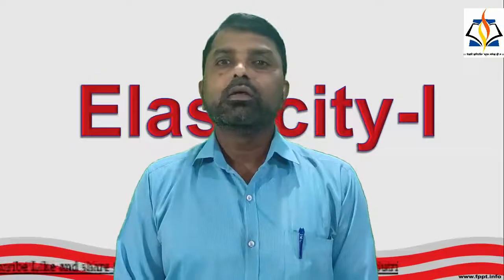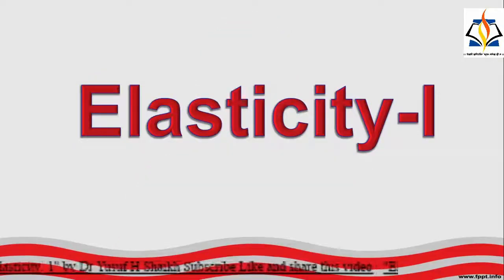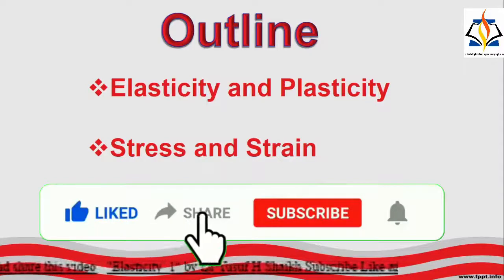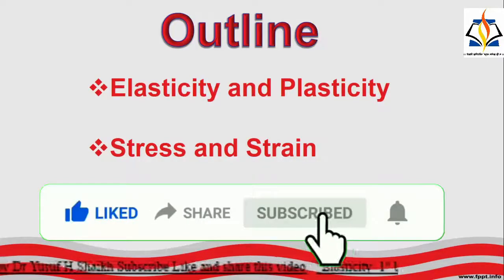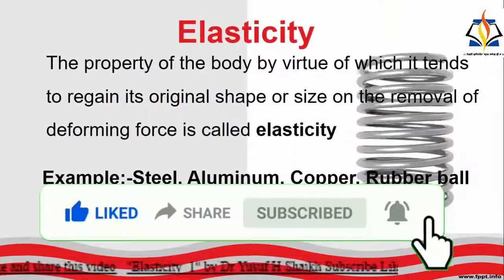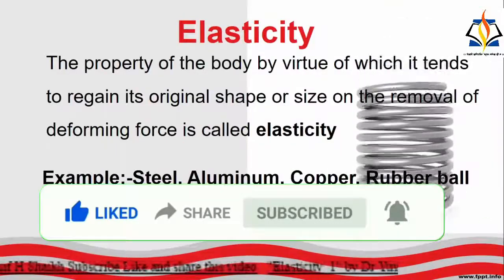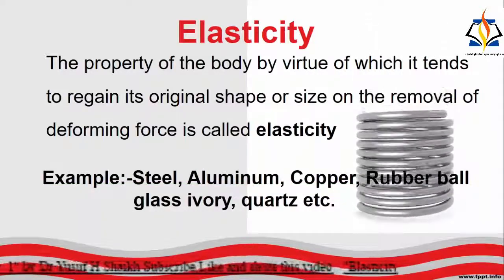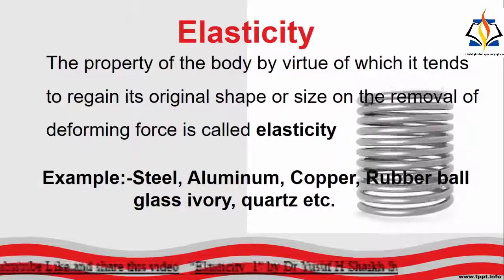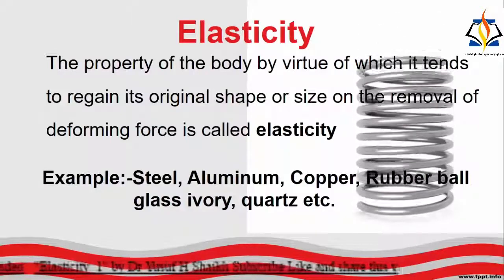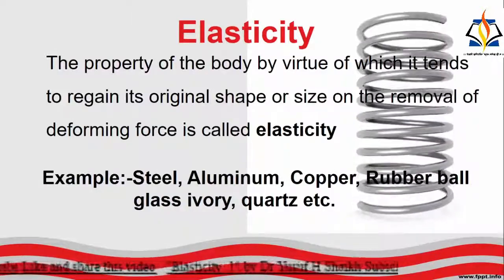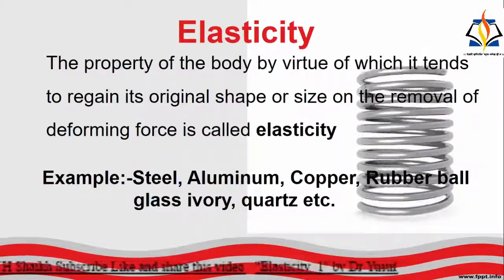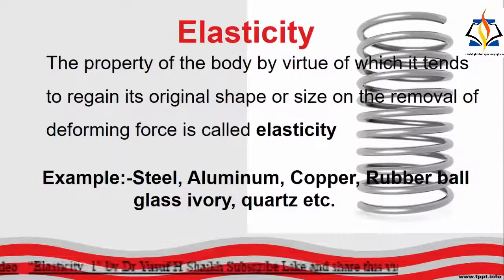Today I am going to teach you the elasticity part first. In this video lecture, I am going to cover elasticity and plasticity, stress and strain. Elasticity is the property of the body by virtue of which it tends to regain its original shape or size on the removal of the deforming force. Examples: steel, aluminium, copper, rubber ball, glass, ivory, quartz, etc.